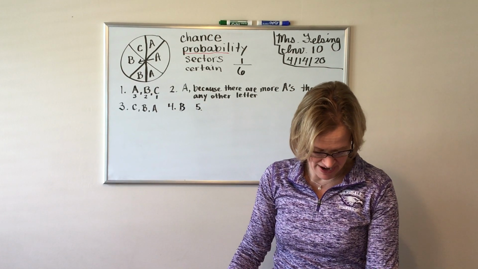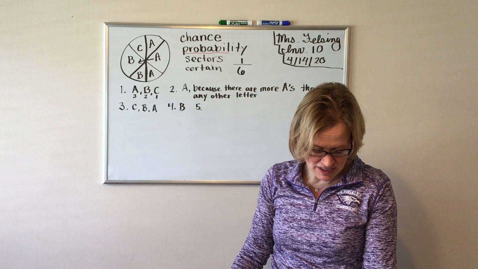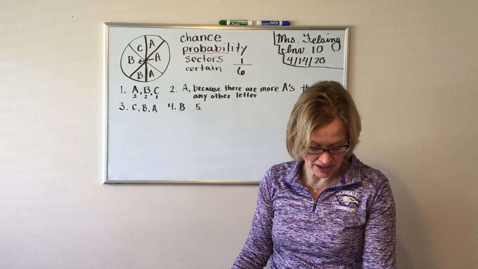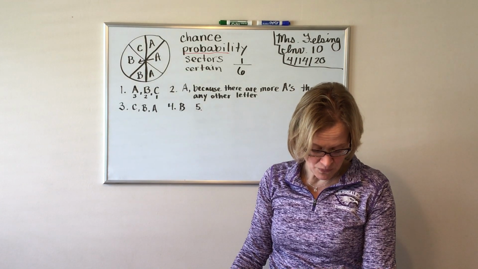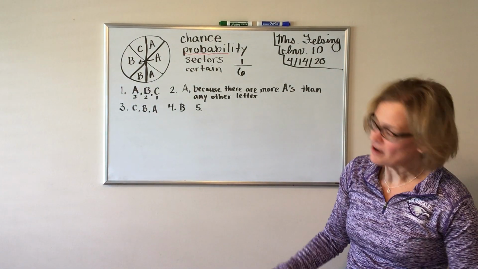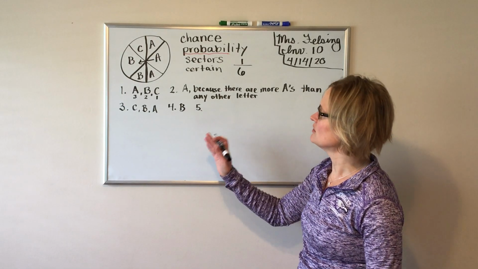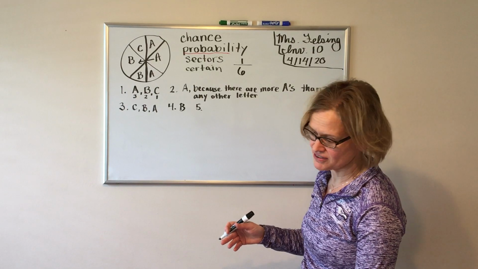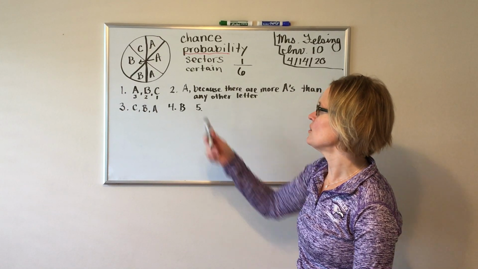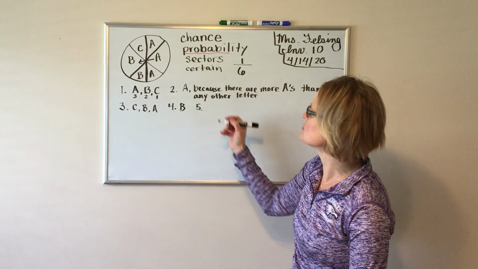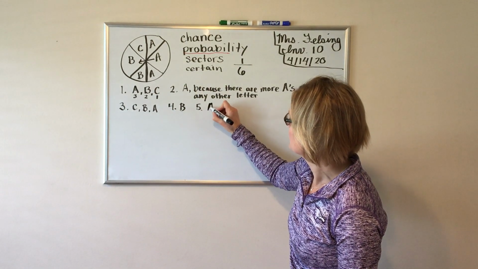So we go on to number 5. If the arrow is spun many times, then about half the outcomes are likely to be which sector? Well, if we're saying half, so it's many, many times, let's say we did it like 10. Of the 5, which one is it going to land on? Well, half of the whole spinner is A. So we would determine that to be A.